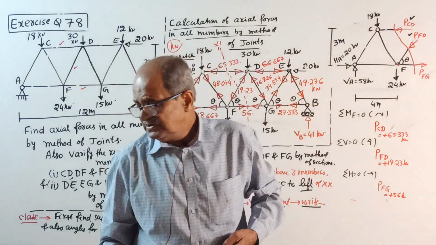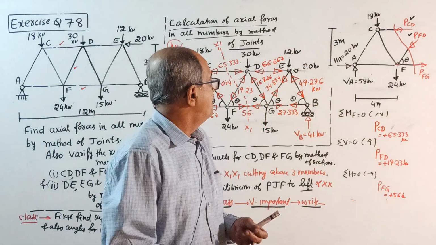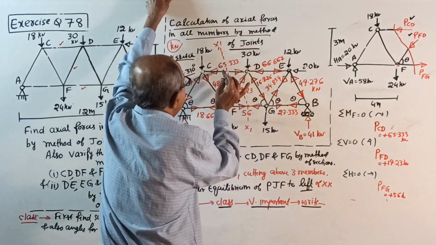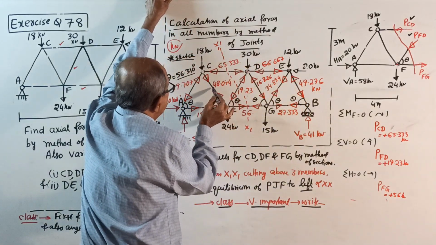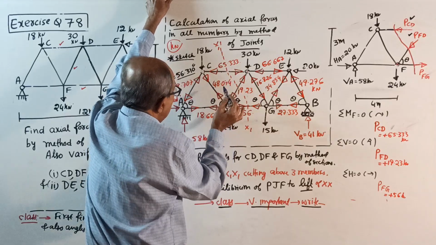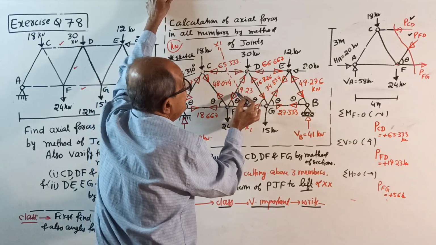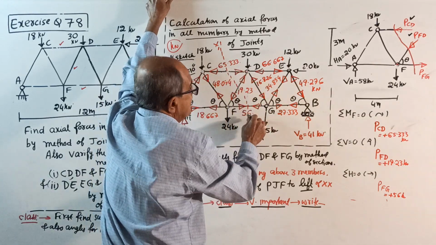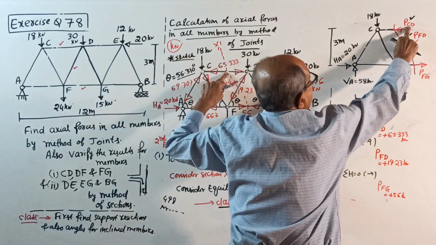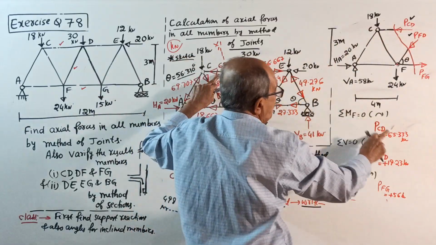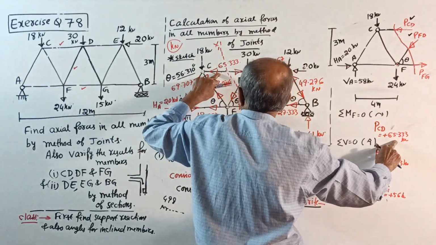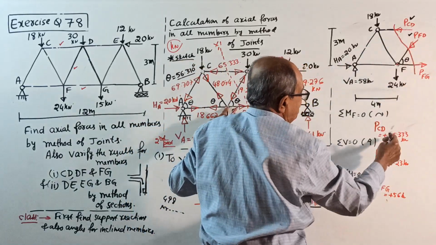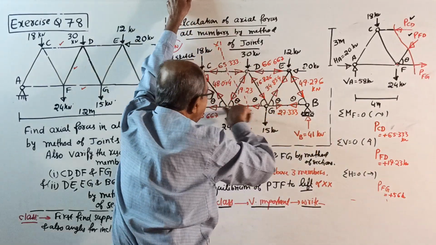Okay, now lastly write something. We are asked to verify the result for CD, then CF and CD, which one? CD, FD, and FG. These 3 members. See, CD this way, correct. We got, oh, perfectly correct. 65.333. This to the joint F, 19.23. Oh, perfectly correct. 56 this way.